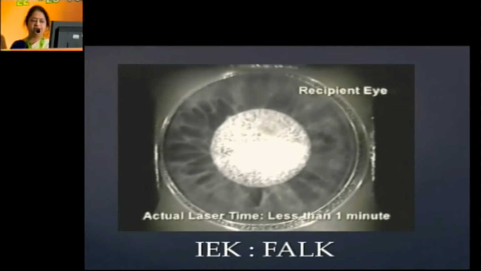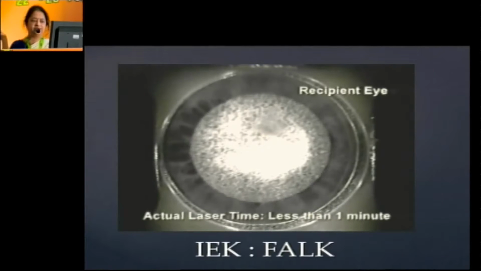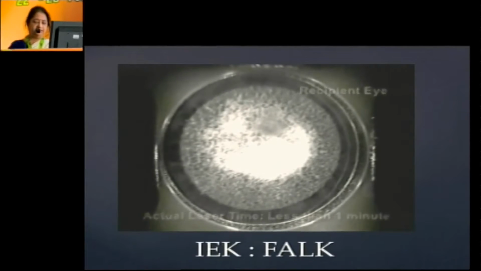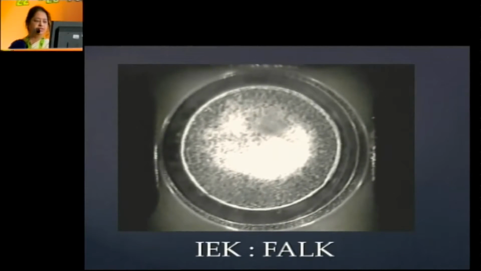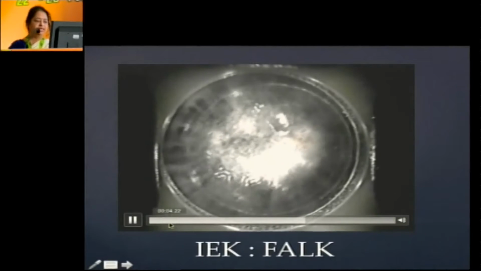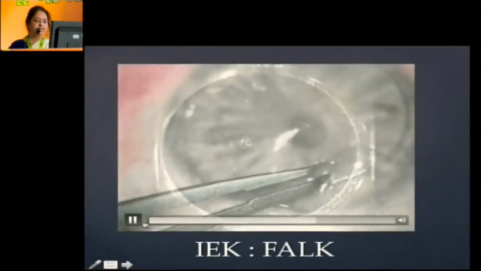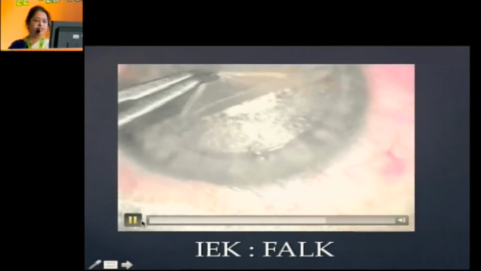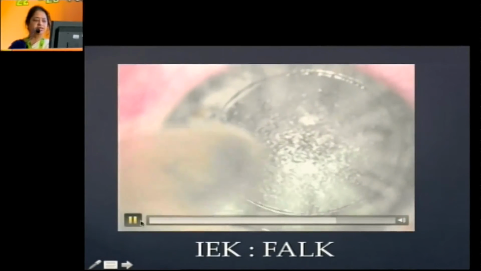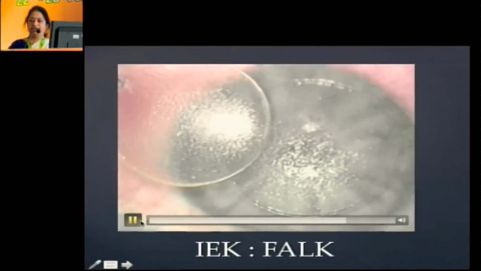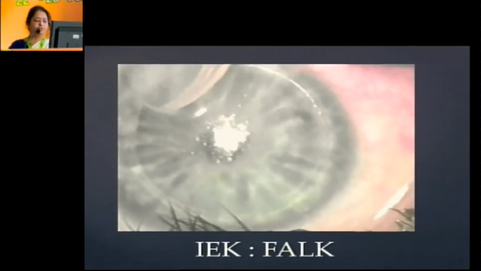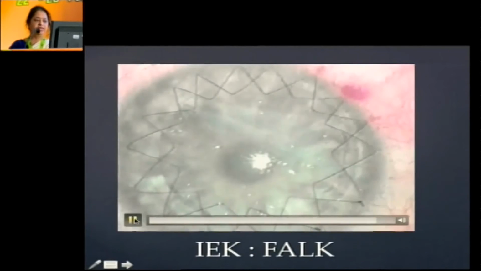Now this is the recipient eye. The same procedure is done in the recipient eye, and then you just remove the graft and see. This is the side cut. It's so easy, and see the smoothness of the surface. That is the biggest advantage. And now from the donor, you just put it on the recipient cornea, and then you are done.